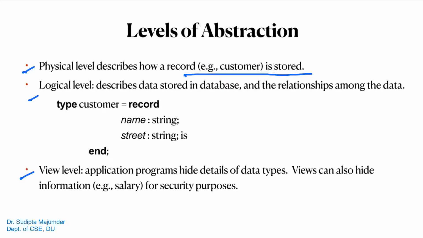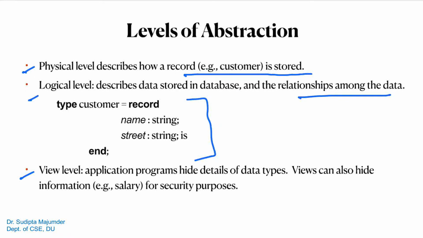Then we have the logical level. It describes the data stored in the database, and it also shows the relationship among those data. Here an example is given. Here we are storing some information, and we are assigning or giving a type to those data.